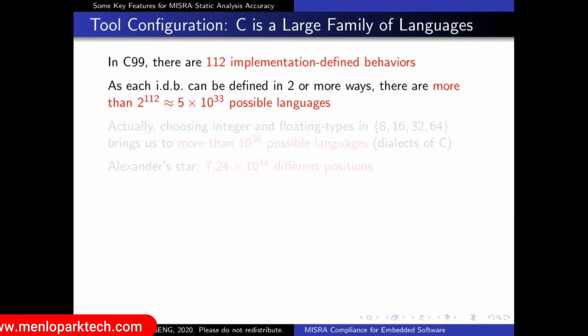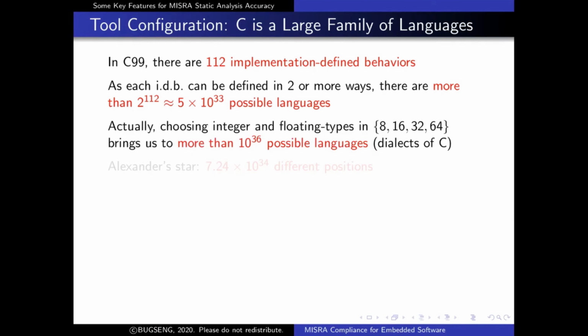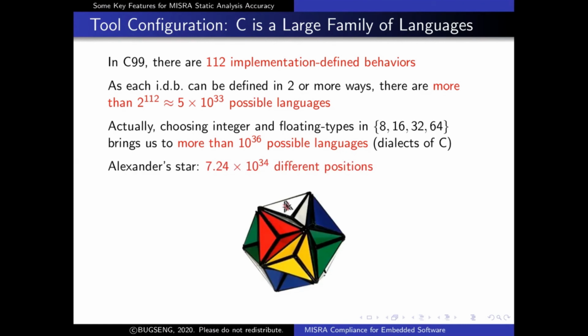Actually, there are many more, because only two choices for each implementation-defined behavior is very seldom realized. For example, choosing the integer and floating point types with the most common values brings us to more than 10 to the power of 36 languages. For comparison, the Alexander star, a more complicated version of the Rubik's cube, has only 10 to the power of 35 different positions.